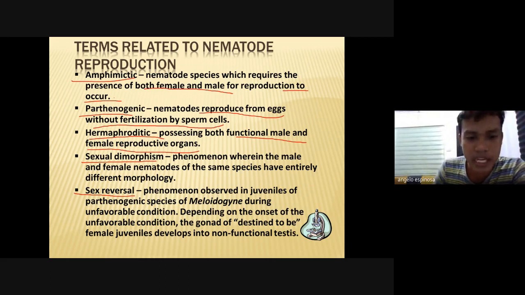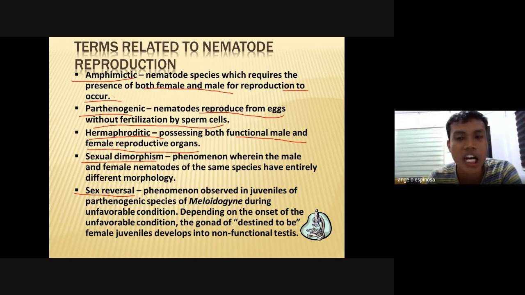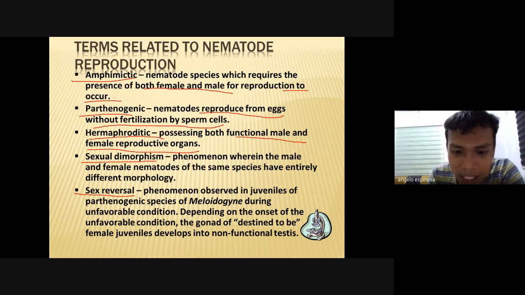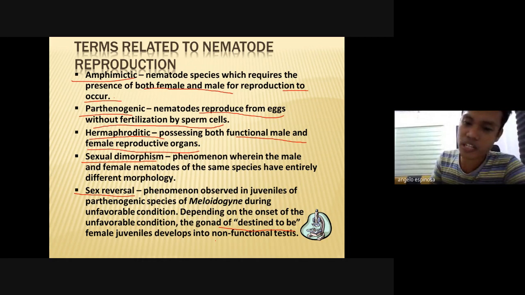during unfavorable conditions. What juvenile stage yan? Second juvenile stage, which is the root knot stage. Kaya nagkakaroon ng sex reversal in the parthenogenic species of Meloidogyne during unfavorable conditions. So depending on the onset of the unfavorable conditions, the gonad destined to be a root knot female juvenile develops into non-functional testes. Kaya nga, in the second stage, nagkakaroon ng non-functional testes.